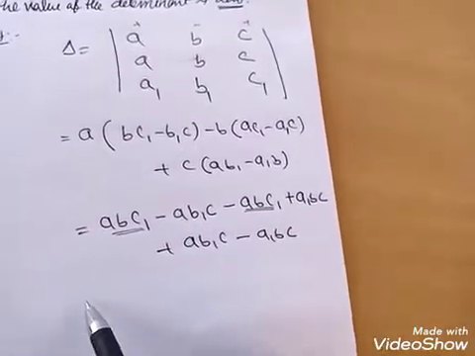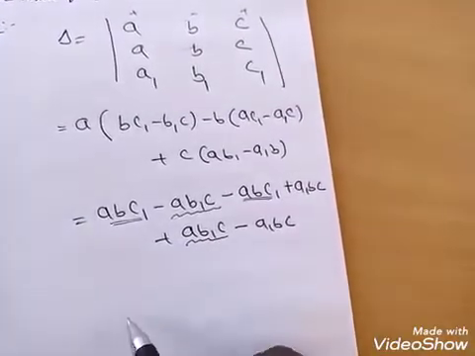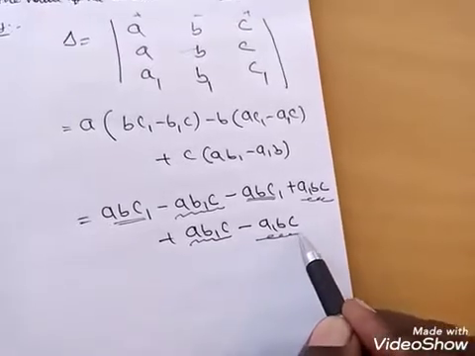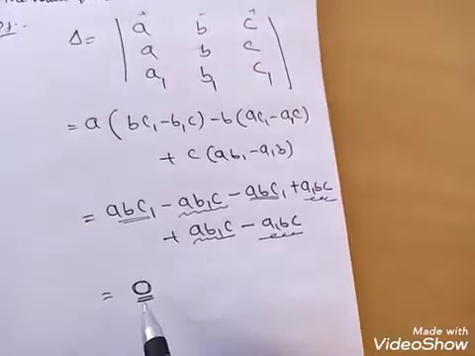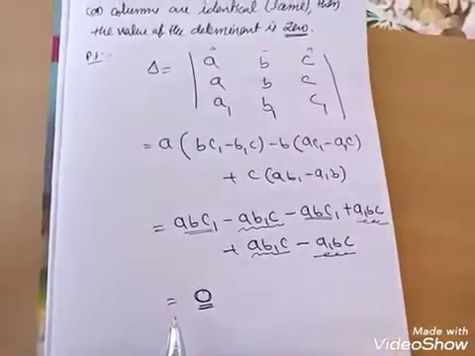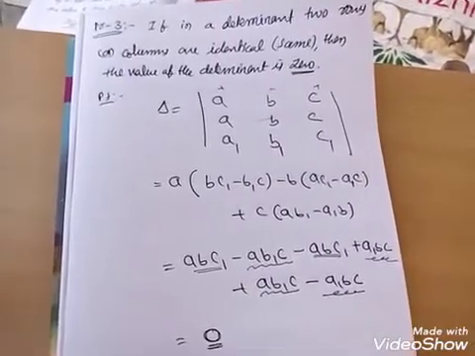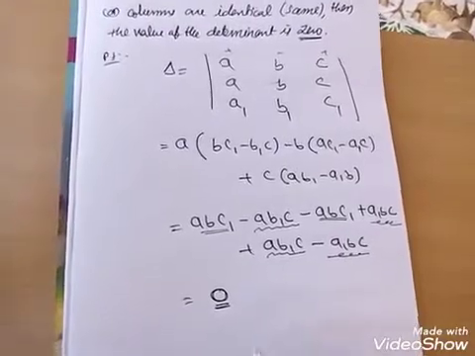And the next one is here, AB1C and AB1C. Do these get cancelled or not? Next, A1BC and here also A1BC. Both get cancelled. Now, all of them get cancelled, so what determinant do you get? 0. This is the condition. That is what you can write: in a determinant, if two rows or columns are equal, then the value of the determinant is 0.